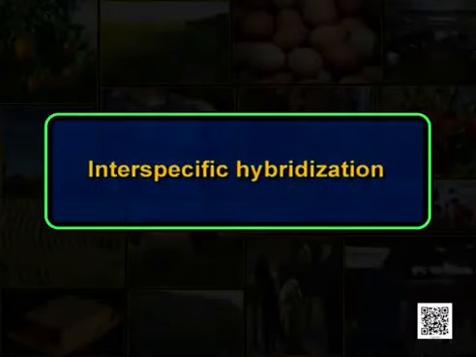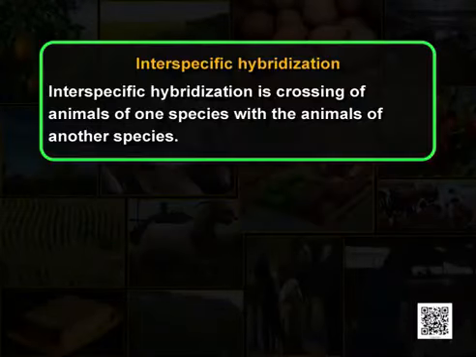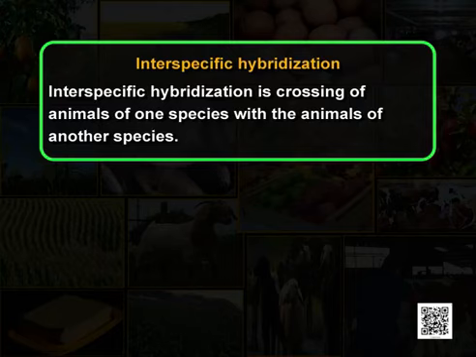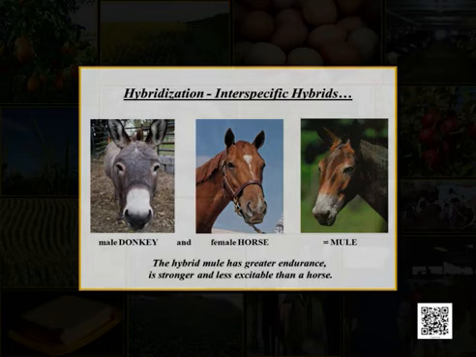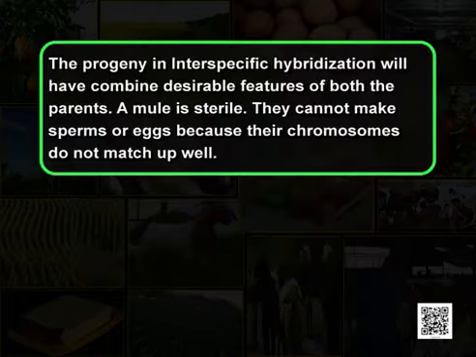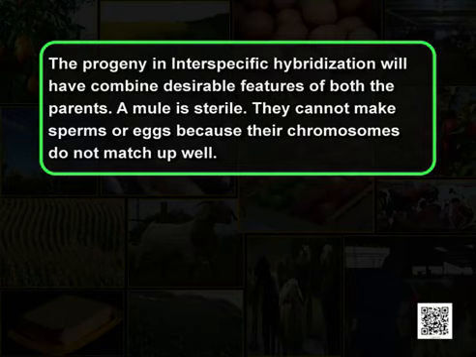Next is interspecific hybridization. What is interspecific hybridization? Interspecific hybridization is crossing of animals of one species with the animals of another species. A good example that we all know is that of a mule. Here we can see that a male donkey is mated with a female horse and we get a mule. The progeny in interspecific hybridization will have combined desirable features of both the parents.